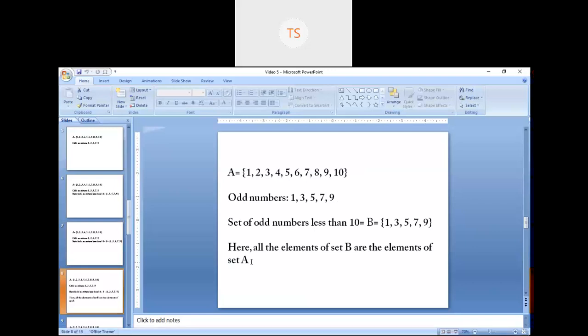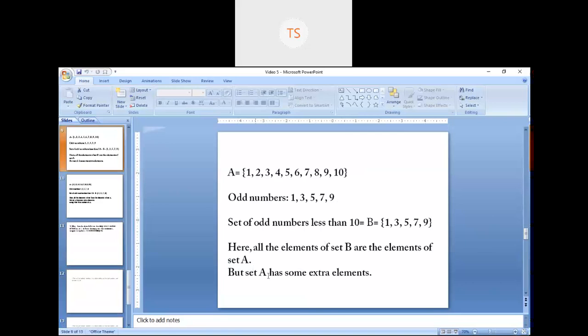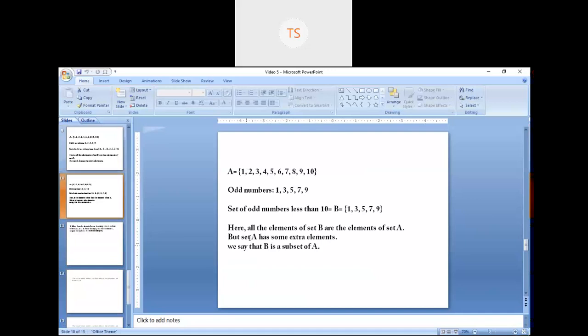So here all the elements of set B are the elements of set A. Is it true? But set A has some extra elements, 2, 4, 6, 8, and 10. These members are in set A but not in set B. That means A has some extra elements. So in this way we can say that B is a subset of capital A.